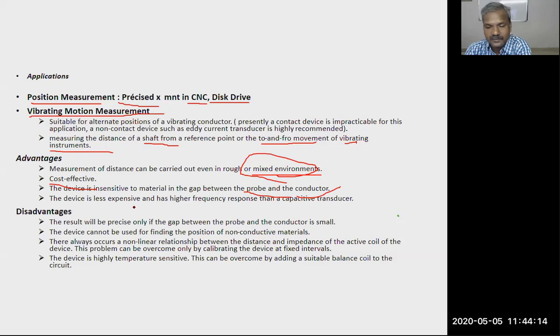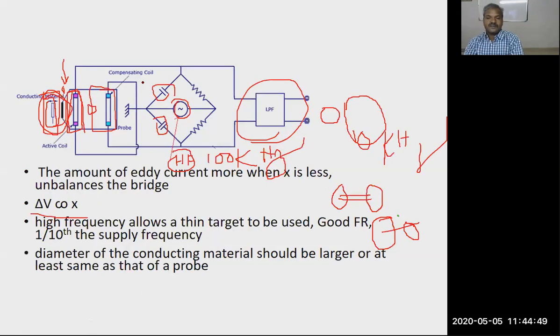The device is less expensive and has a higher frequency response than the capacitive transducer. The results are precise only if the gap is very small. If the gap is more, it is not accurate. The device cannot be used for finding the position of non-conductive material. There is always a nonlinear relationship between the distance between the probe and the conducting plates. The impedance of the active coil of the device changes, and this problem can be overcome only by calibrating the device. We have to calibrate the setup at regular intervals.